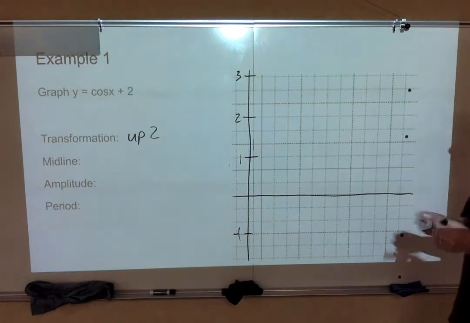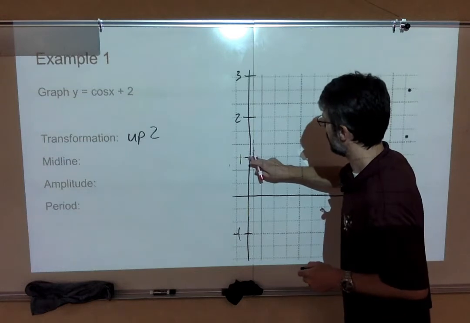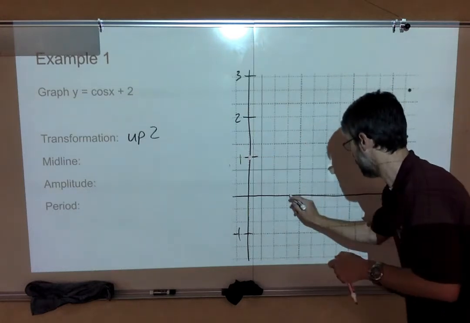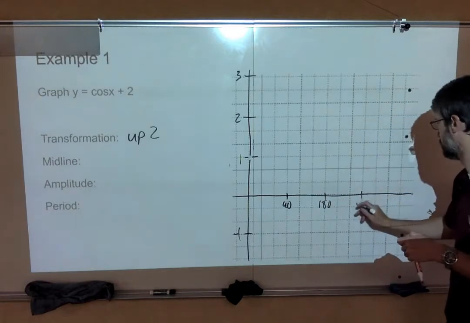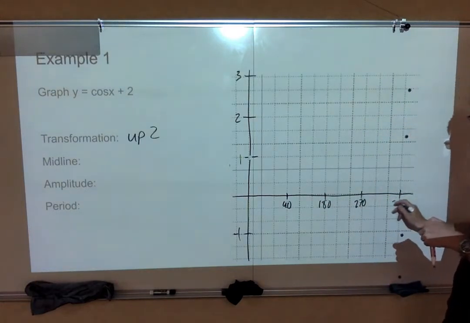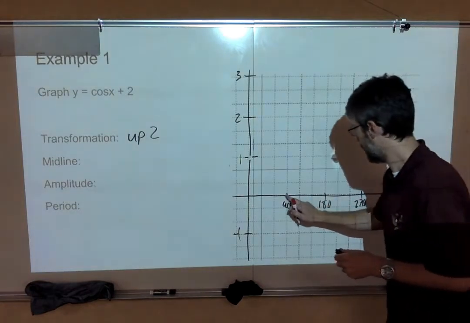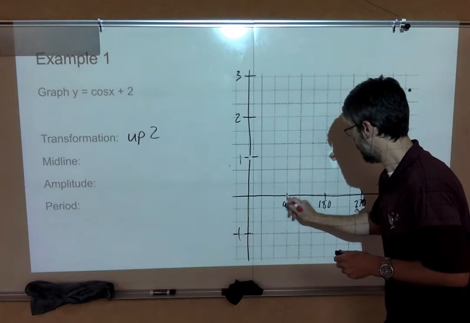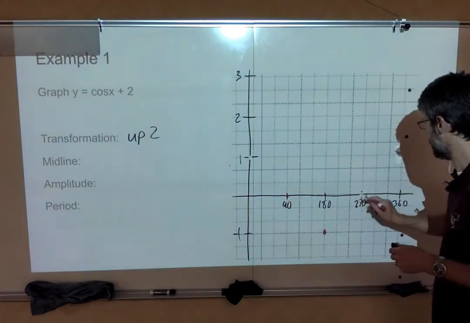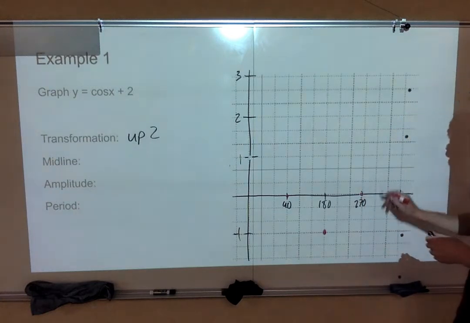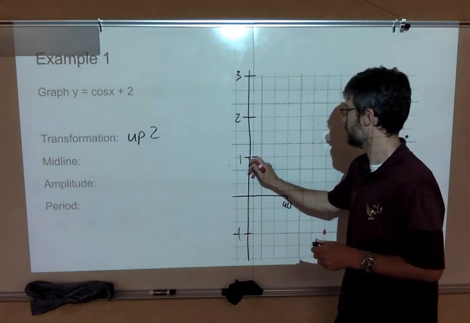Now let's start out with our important points of an untransformed cosine graph. Oh, let's get our horizontal scale in here. Right, so we've got a consistent scale. We're counting by the same amount. If we put in our important points, I'm just going to put them in here as dots and not fill them in, because I don't want to graph cosine. I want to graph cosine of x plus 2, right?